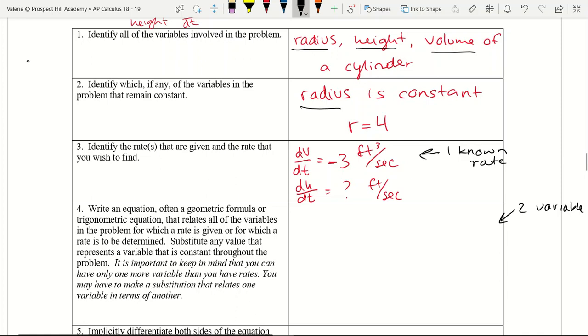So when we plug things in, we're going to have V equals, we're looking for the equation of a cylinder for a volume. So let's generalize it. It's pi r squared h, right? So here we have 3 variables, but we only have one known rate. So one of these variables is constant, so we'll rewrite it. V equals pi r, which is 4 squared, h. So V equals 16 pi h.